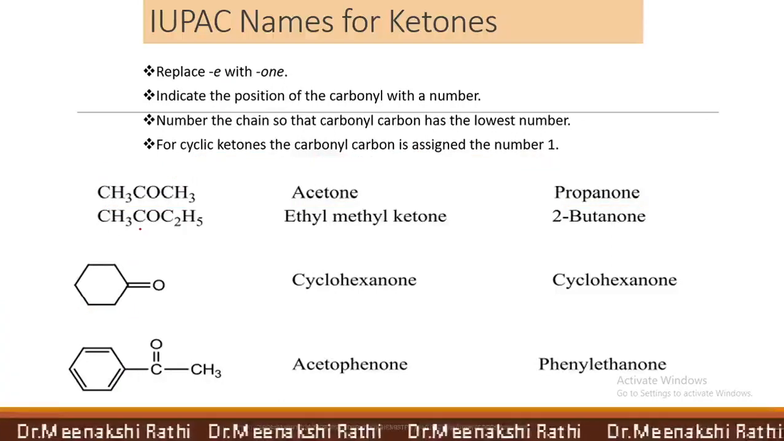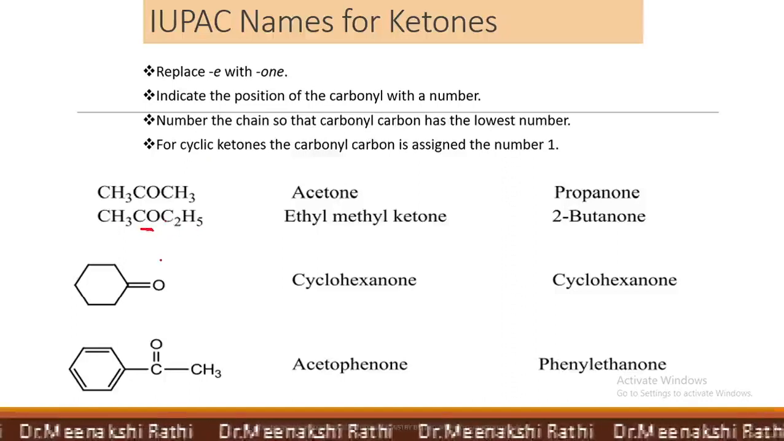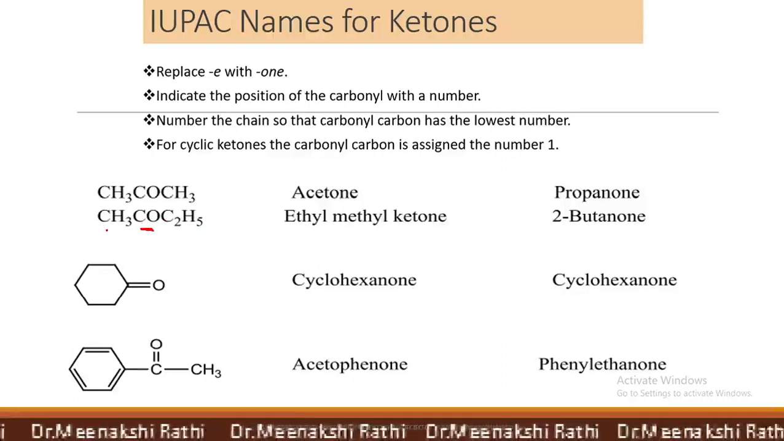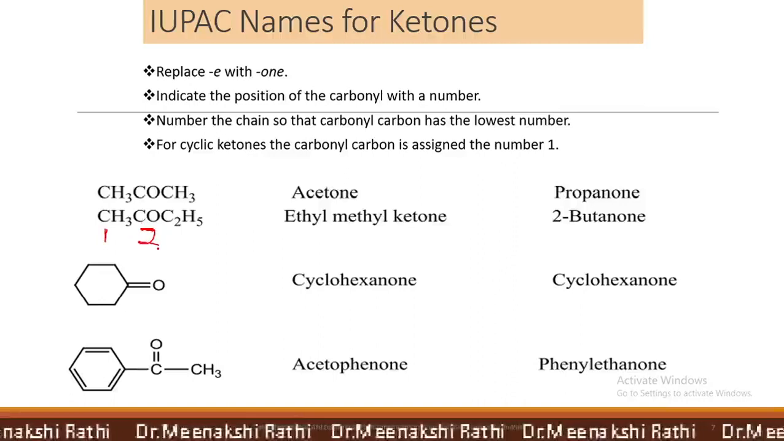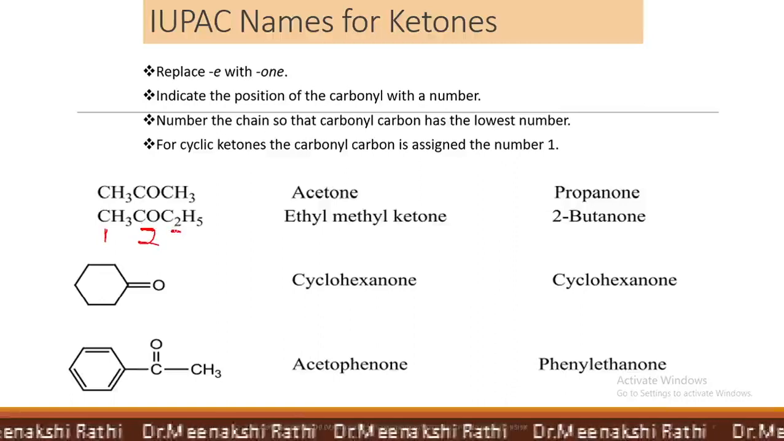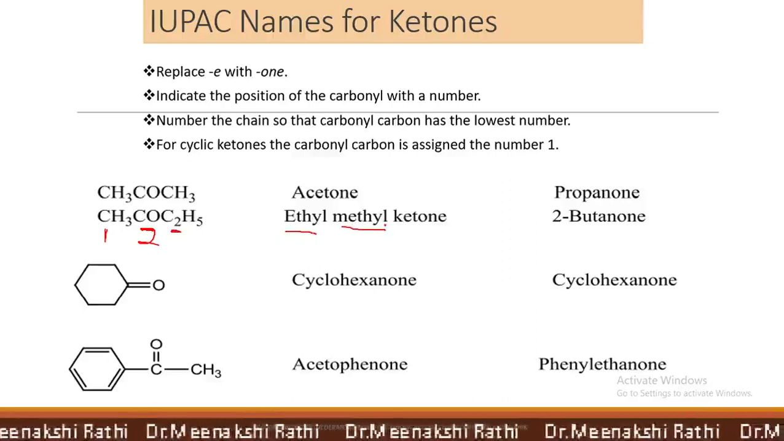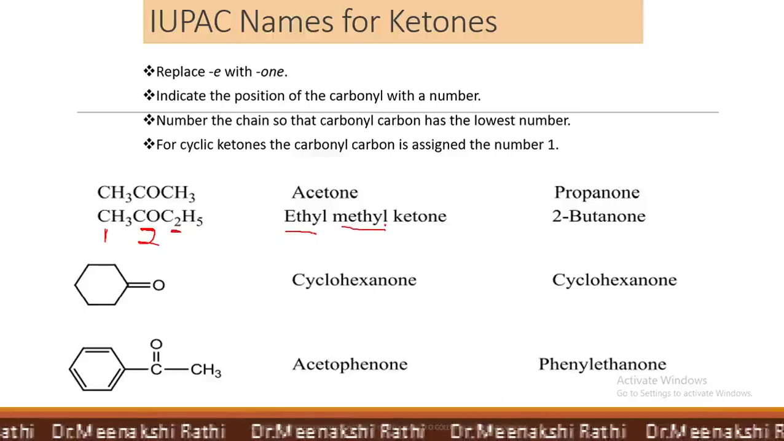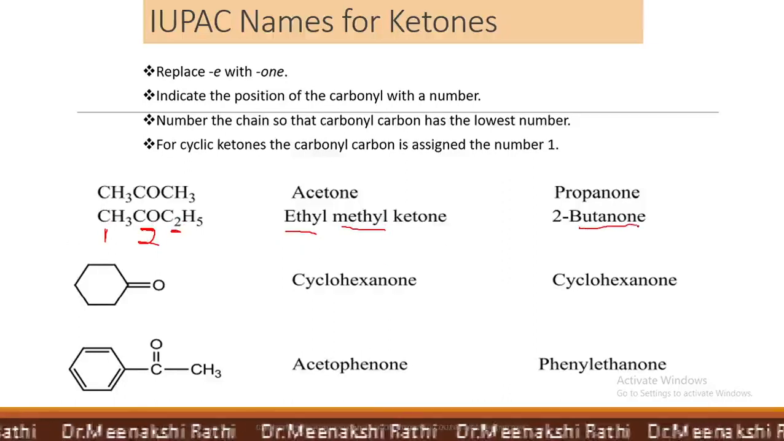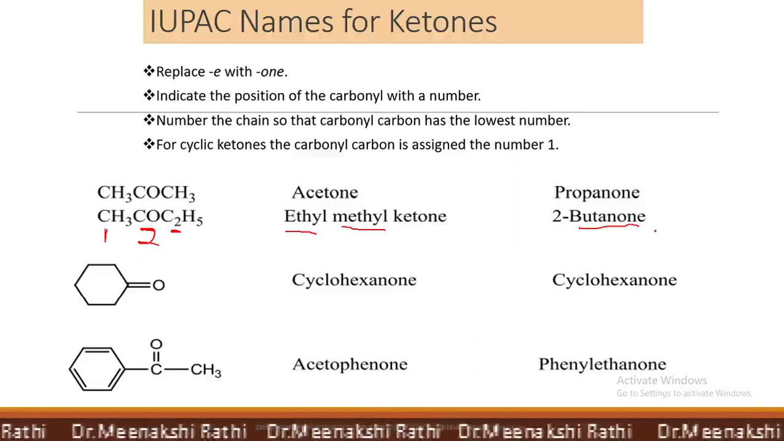Here, this is the carbonyl group. To this carbonyl group, these two groups are attached. Now we need to start numbering from here because here the carbonyl group comes at 1 and second position. There is a third carbon and a fourth carbon. Though its common name is ethyl methyl ketone, its IUPAC name is, it is a 4-carbon ketone, so it is butanone and the carbonyl group is present at the second position. So it is 2-butanone.